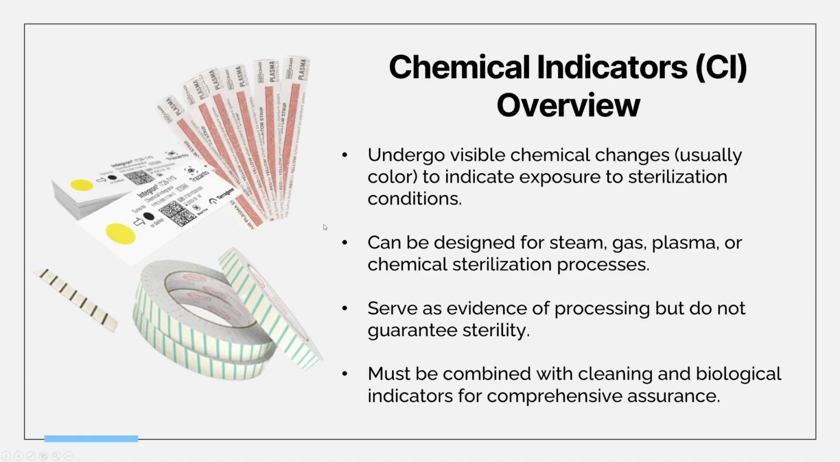So moving on to chemical indicators. Chemical indicators are visual tools that confirm exposure to sterilizing conditions. They change color when exposed to a specific temperature or a chemical exposure. They don't really confirm sterility, but they provide quick feedback that helps staff assess whether a package should move to the next step.